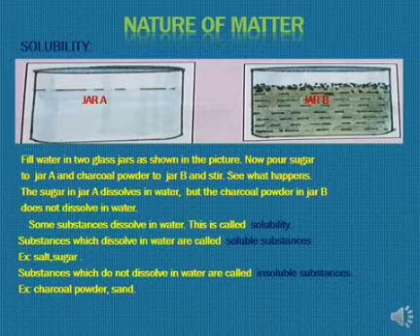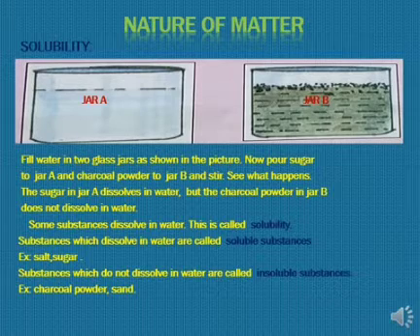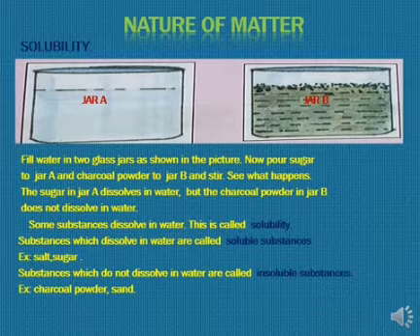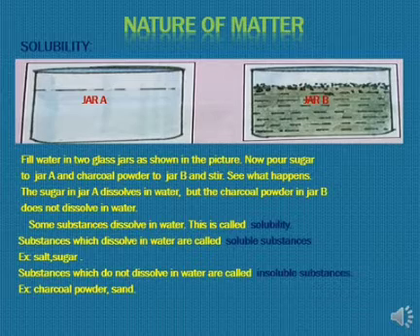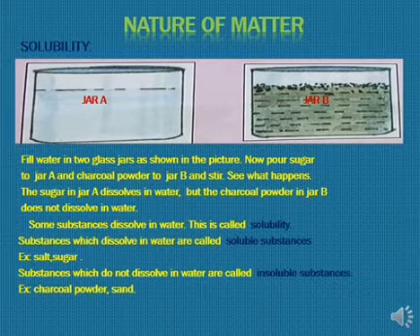See what happens. Now let's observe. The sugar in jar A dissolves in water. So in the first jar A, we have put sugar inside the water, and now that sugar dissolves in water. You get a sugar solution. But in the second jar B, the charcoal powder does not dissolve in water. So we have put charcoal powder into the water in jar B, and the charcoal powder does not dissolve. It stays as it is.